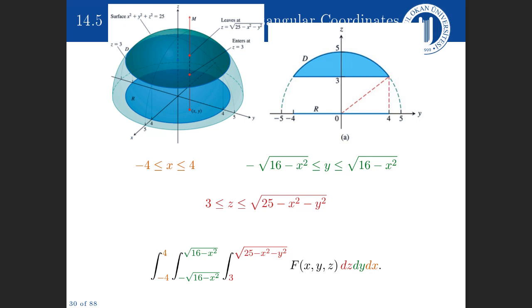So now we can write down our triple integral. The integral for x between -4 and 4, integral for y between minus root 16 minus x squared and root 16 minus x squared, and then integral where z is between 3 and the square root of 25 minus x squared minus y squared. Let's do another example.